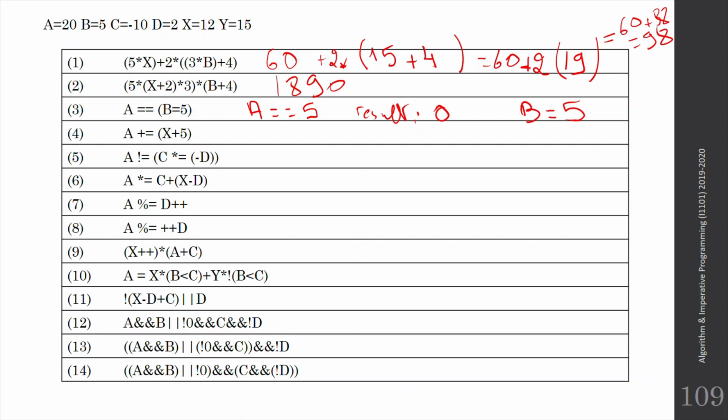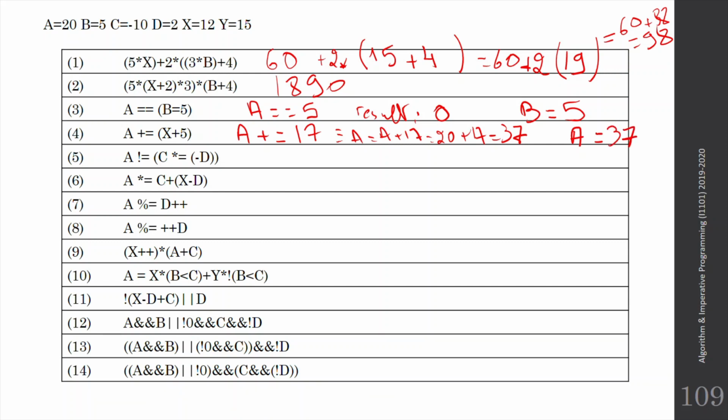So let's do the fourth one. We have a plus equal x plus 5. So again, first we do what's inside the bracket. So indirectly we'll have a plus equal. In x we have 12. 12 plus 5 equal to 17. And this one is equivalent to a equal a plus 17. In a we have 20 plus 17, so we will have the value 37. So in a we will have a new value which is equal to 37.